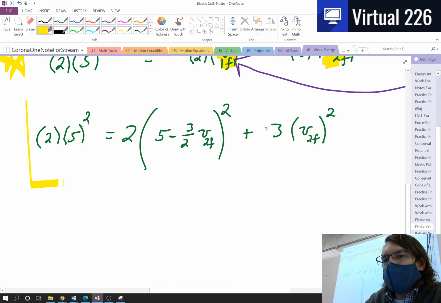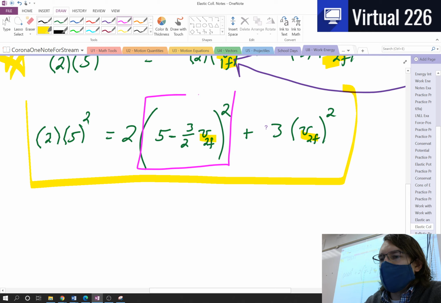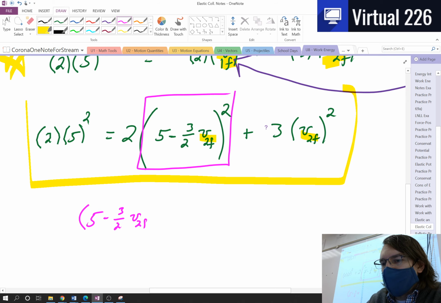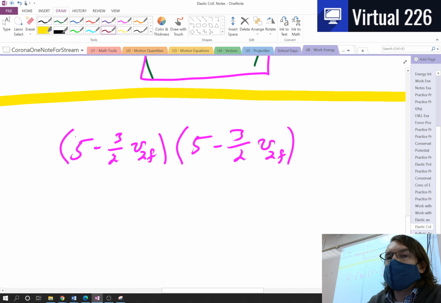Now, in this equation, we're only missing one variable, the v2f, so we can solve it. It's going to be a bit of a pain, though. And the reason being is this right here. This is a quantity squared. And since it's 5 minus 3 halves v2f, what we're really doing here is 5 minus 3 halves v2f times 5 minus 3 halves v2f. Which means that we need to FOIL this. We need to go first, outer, inner, last, that whole thing. That's going to be kind of annoying to do, but it's what we have to do here.